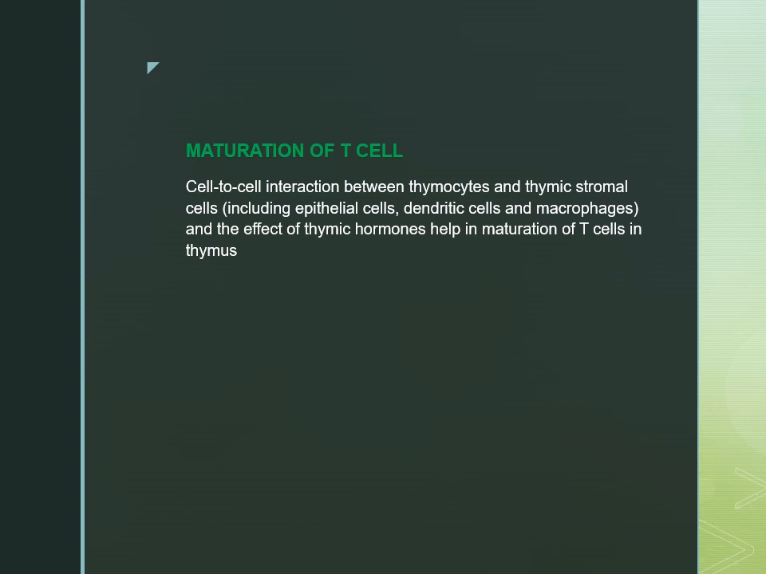So maturation of the T cell, how these T cells get mature: the cell to cell interaction occurs between the thymocytes and the thymic stromal cells. In the stroma there are other cells also present, like the epithelial cells, dendritic cells, and macrophages. They are all antigen presenting cells. Whenever any foreign thing enters, like any virus or bacteria, when they are exposed to these cells, they get activated. So that is the maturation of the T cells in the thymus.